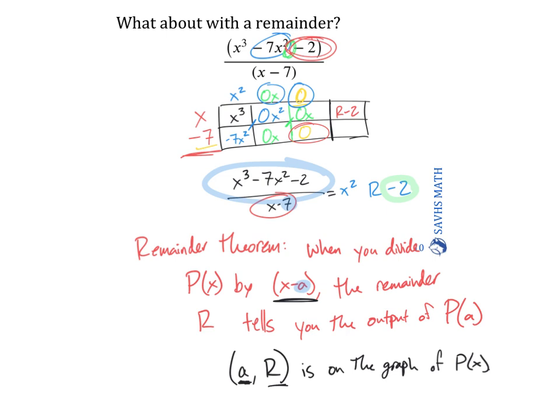What this means is, I'll just show you a little graph really quick. This graph probably looks something like this. Here's where x equals 7, and this is the point 7, negative 2. That point 7, negative 2 is on this graph.